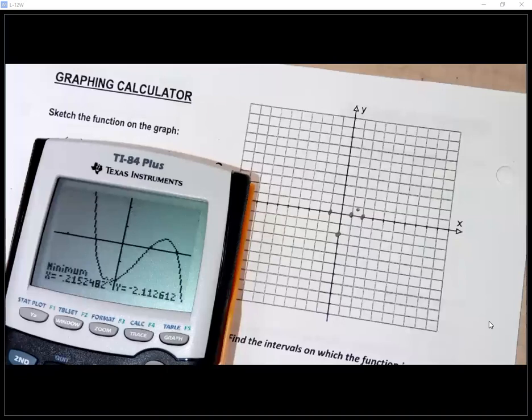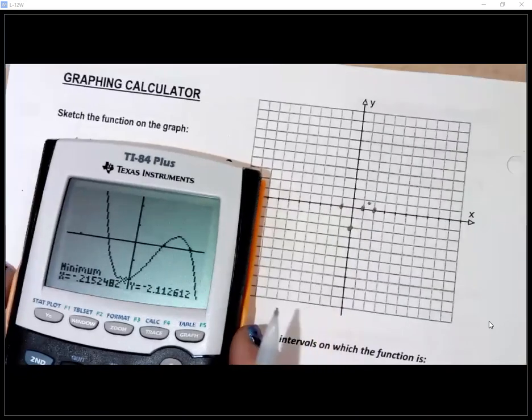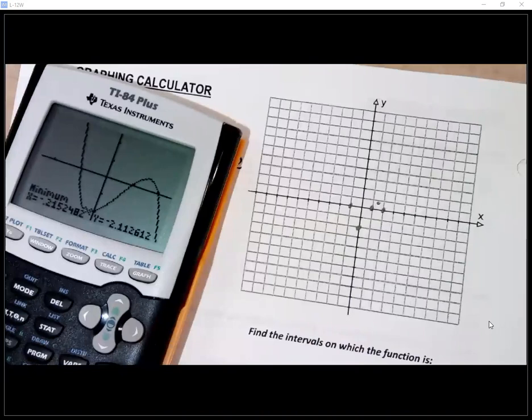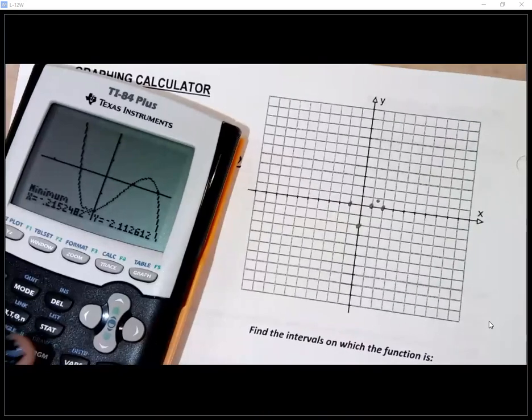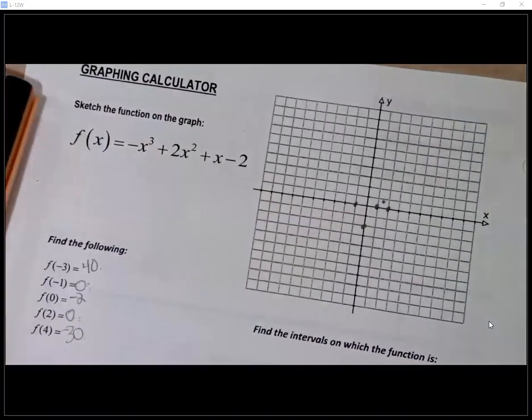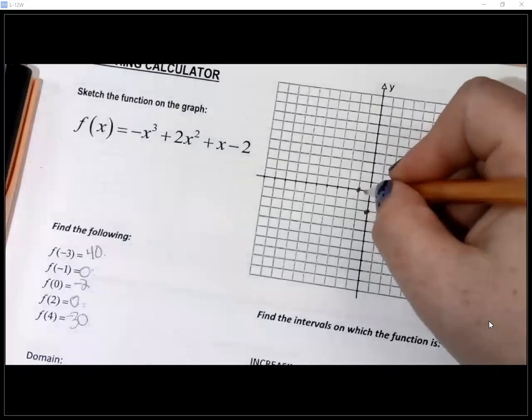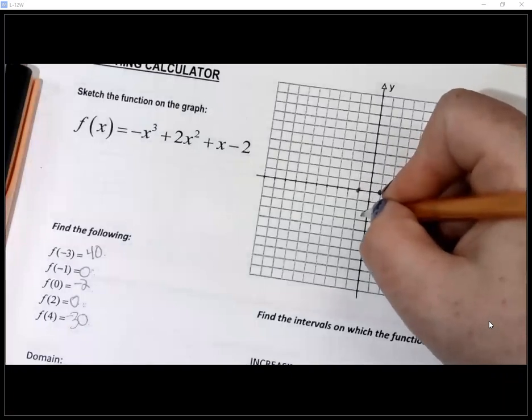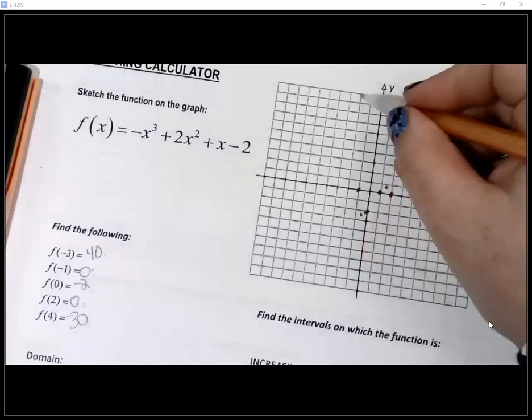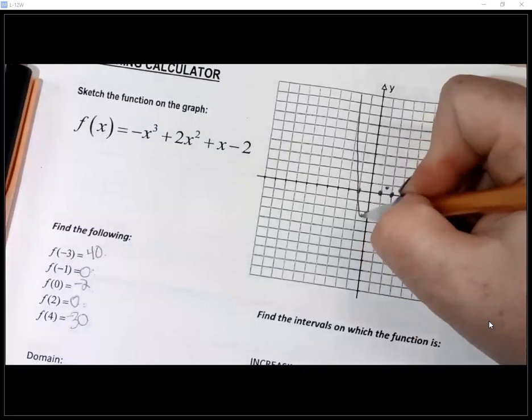And there it is. Hopefully you got pretty darn close to what I have. So relative min is happening at negative 0.22 if I'm rounding to the nearest hundredths, and then negative 2.11. Great, okay, so let me put a dot where that relative min is. Right about there. So if I just trace this graph, it looks something like this. Bloop, bloop.